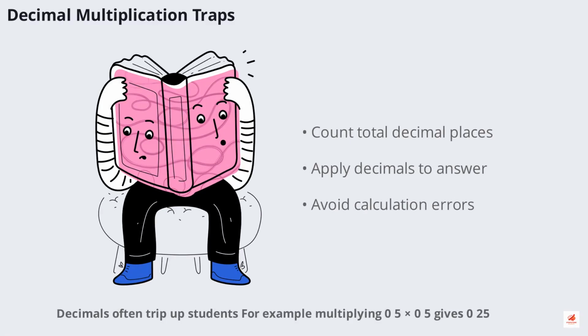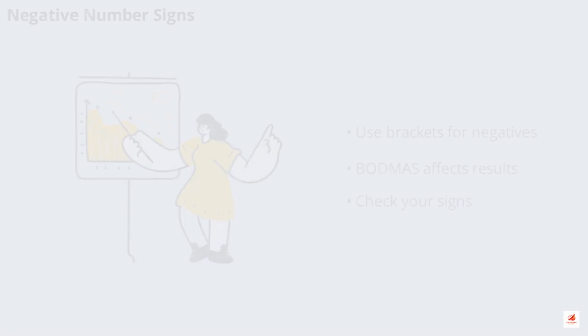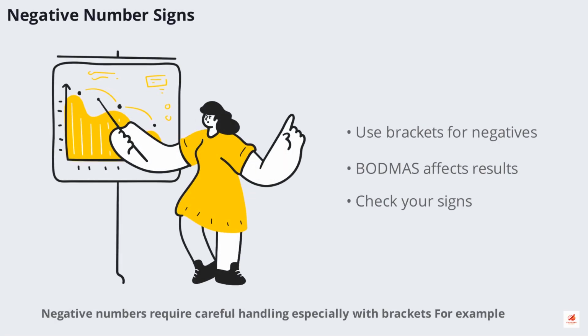Decimals often trip up students. For example, multiplying 0.5 times 0.5 gives 0.25, not 0.1. The trick is to count the total decimal places in both numbers and apply them to the answer. This simple step can prevent calculation errors and save valuable time during exams. Negative numbers require careful handling, especially with brackets.